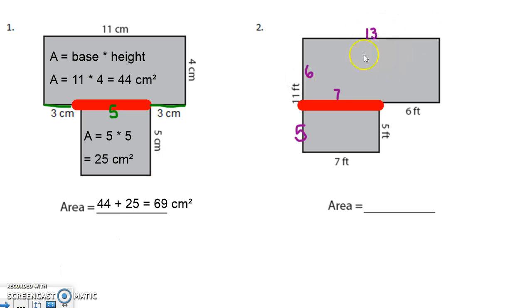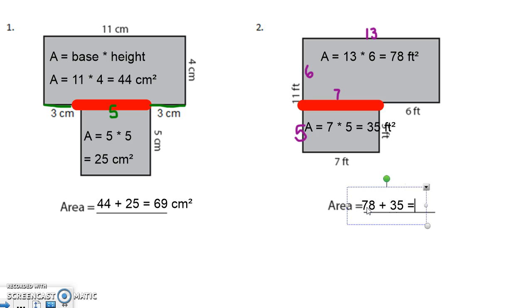Those kind of things. So to get the area of this rectangle, I'm going to do the height and the base. So this entire side is 13. This is 6. So to figure out the area, I would do 13 times 6, which is 78 square feet. And then down here, this rectangle is a 7 by 5. So I would do 7 times 5, which I know is 35 square feet. So to get my total composite area, I would do 78 plus 35, which is 113 square feet.